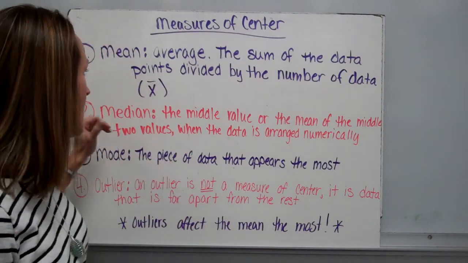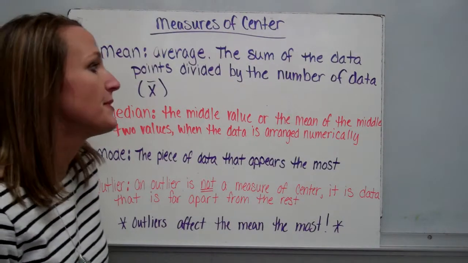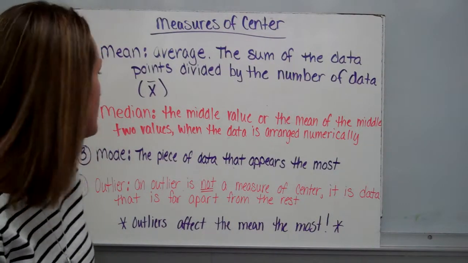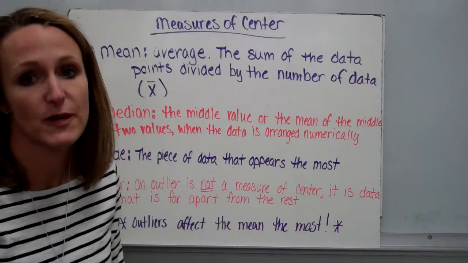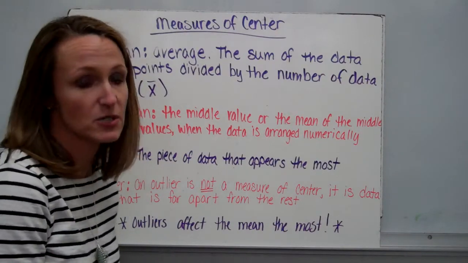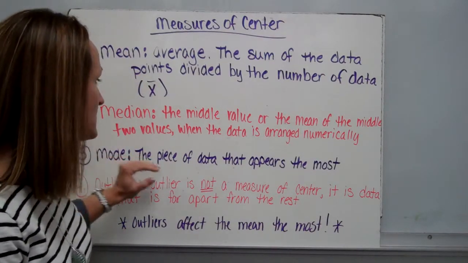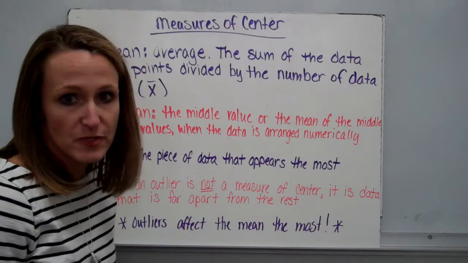It's just the average. The median is the middle value, or the mean of the middle two values if the data is arranged numerically, in other words, in order from least to greatest. The mode is the piece of data that appears the most.